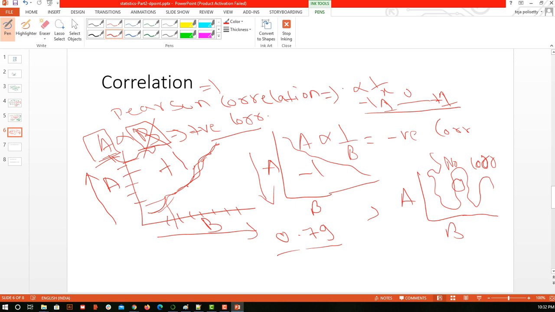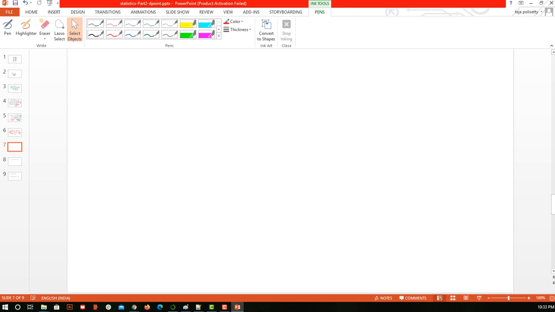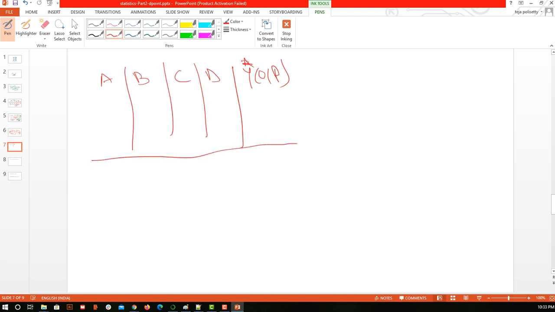Now, we know the concept. Now what to do? For that we'll take one more slide. So let's understand how we can use the Pearson to filter out the columns. Here I can say this is A, this is B, this is C, and this is D, and this is my output, not Y bar, but this is my Y, that is output.